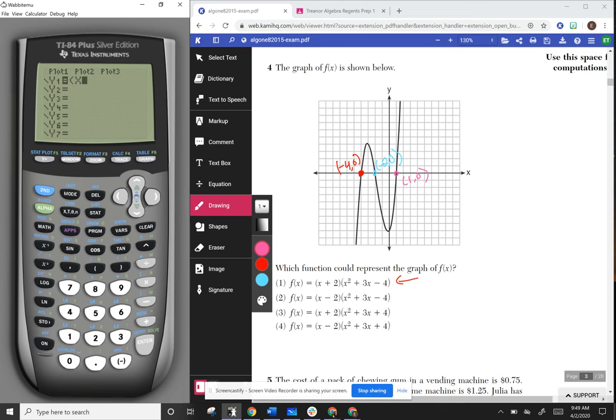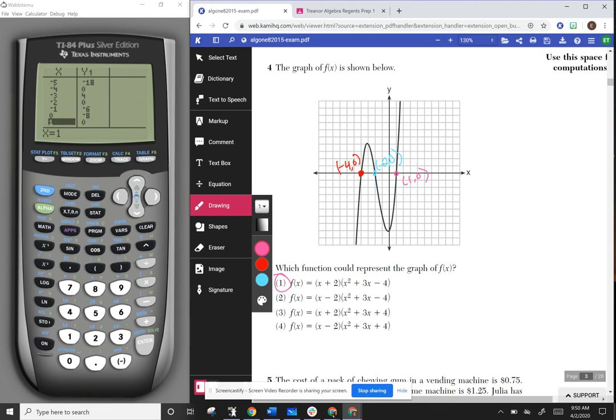You got x plus 2 times x squared plus 3x minus 4. Okay, let's press graph. So our shape looks pretty good so far. Let's just double check that our zeros are at the exact same spot. So we got a 0 at -4. We got a 0 at -2. And we need to make sure we also have a 0 at +1. And we do, right? So this is looking like 1 is the answer.